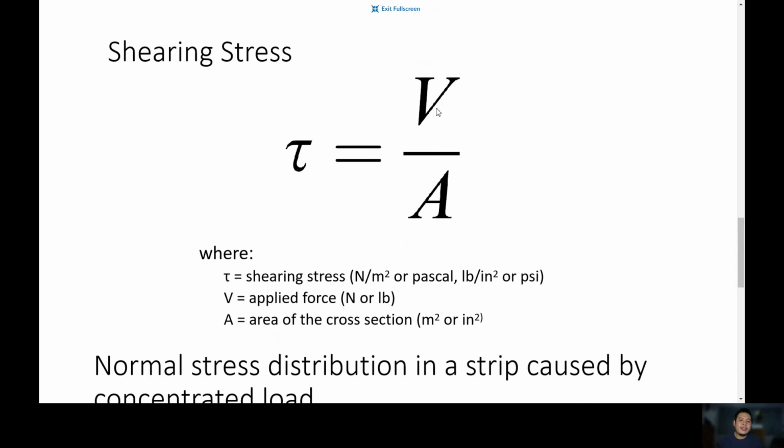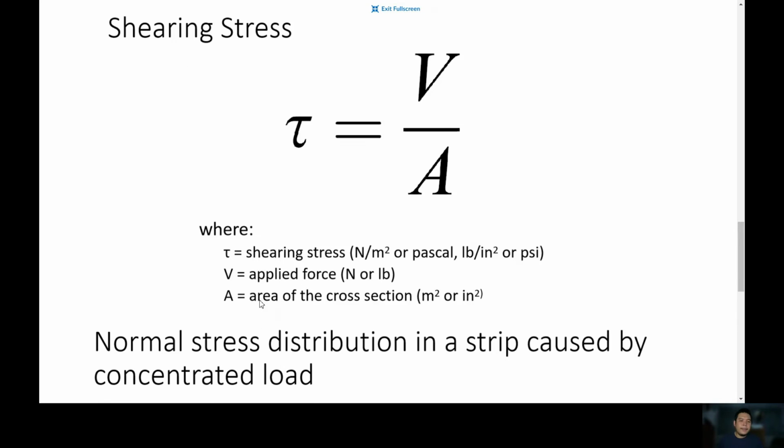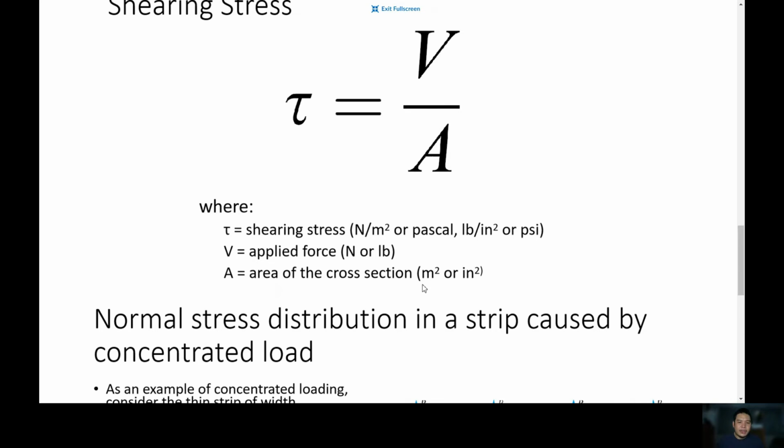All right, so again, the unit of shearing stress is basically just force over the area. So therefore, newton per meter squared, or in pascal. The newton per meter squared is pascal. Okay, so pounds per inch squared, or PSI. Okay, so pounds per inch squared. Area of the cross section gihapon, meter squared, or square meter, or in square inches, right?